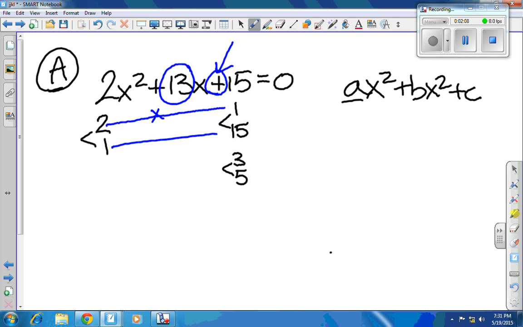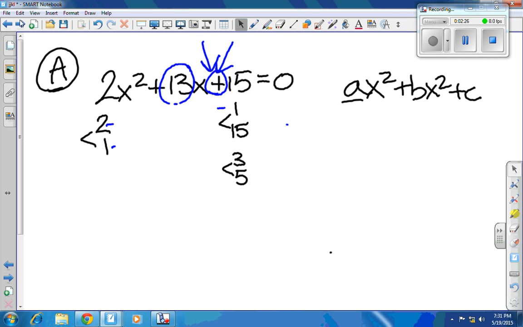So let's try one. Let's try 2 times 1, we'll get 2. 1 times 15, we get 15. And we add them, like we're told to with the products, we get 17, which is not equal to 13. So that's not going to work. So let's try again.